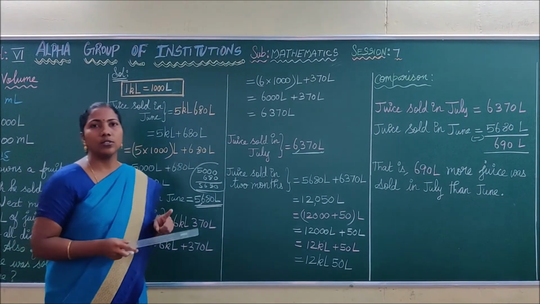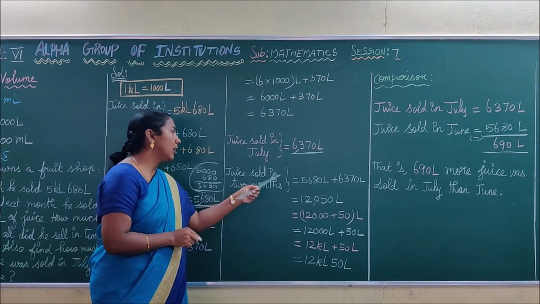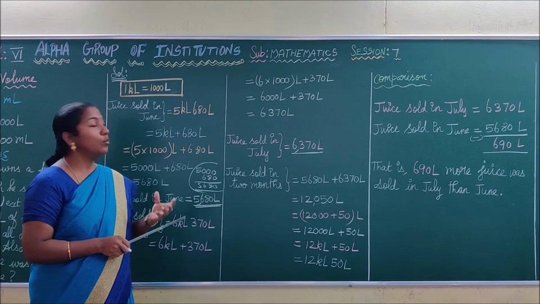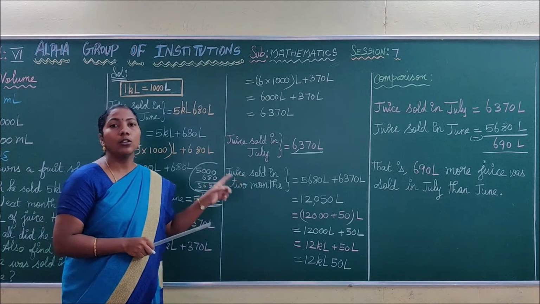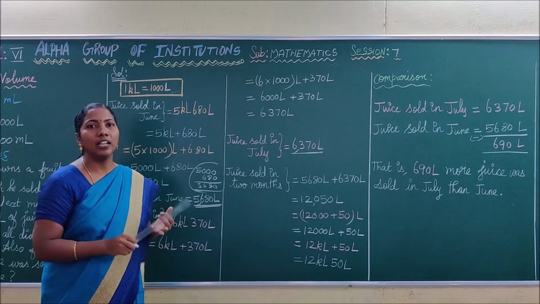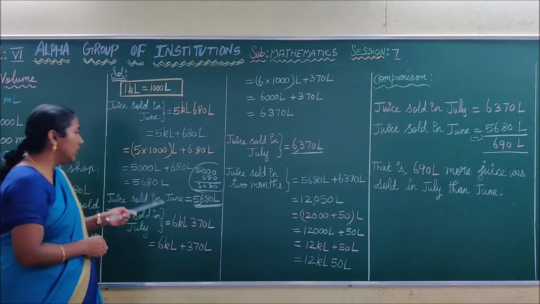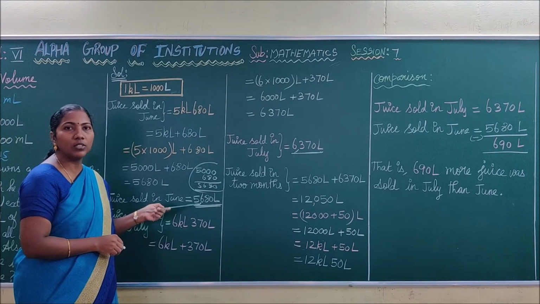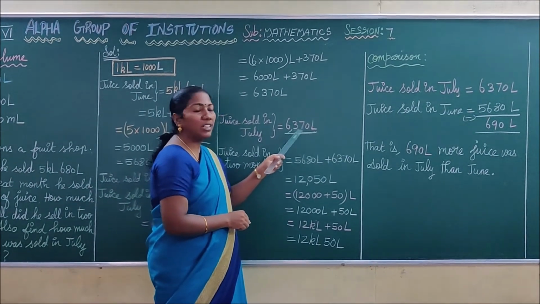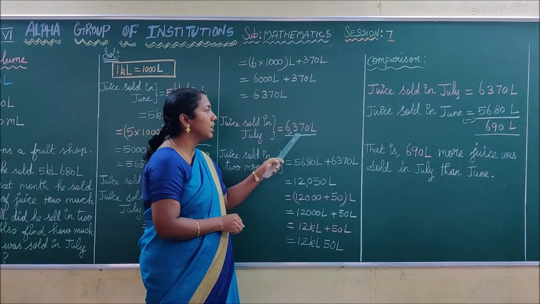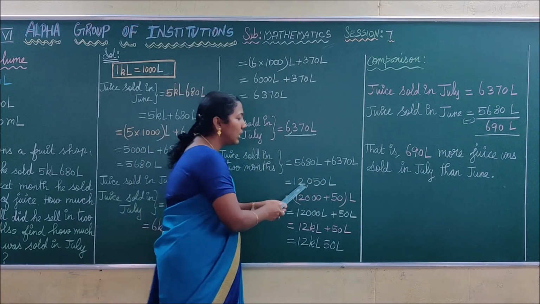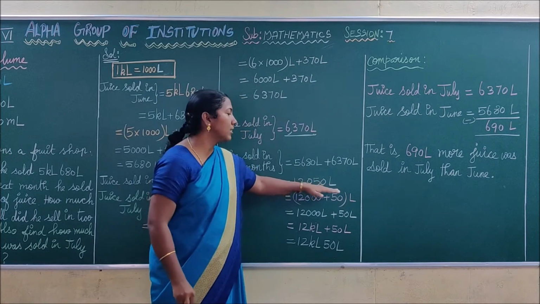Okay, what is the first question they are asking? Juice sold in 2 months. They are asking how much quantity of juice was sold in the 2 months, that is in the months June and July. For that we have to add the two values. What are the two values? In the month of June he sold 5,680. You have to add this with the juice sold in the month of July. What is its value? 6,370. If you add these two values, you get 12,050 liter. Up to this the answer is finished.